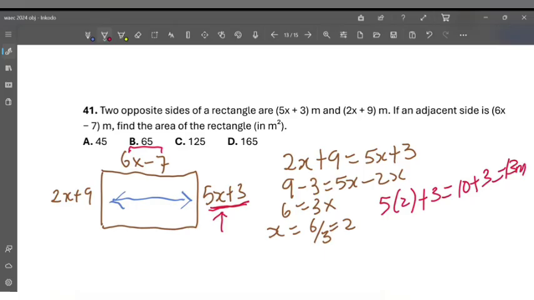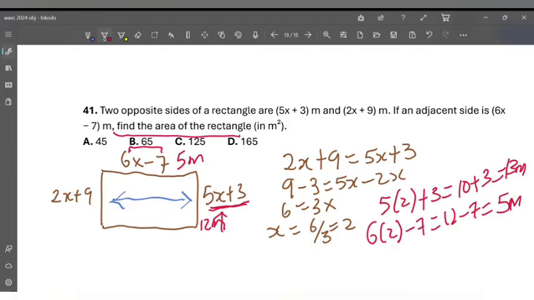And for the second side, I have 6x minus 7. So that will be 6 times 2 minus 7, which is 12 minus 7, which is 5 meters. So I have the two sides now. This side is 5 meters and this side is 12 meters. So find the area of the rectangle. Area is length times breadth. So 12 times 5 is equal to 65 meters, which is option B.